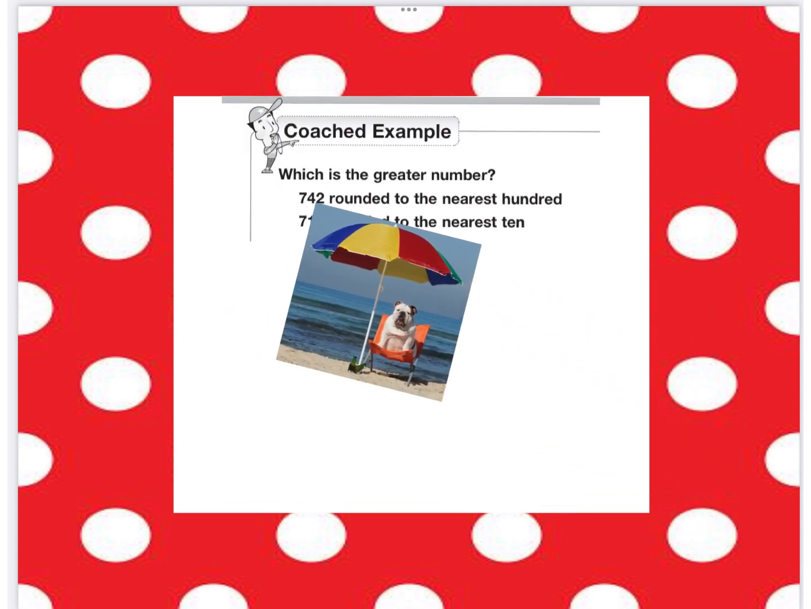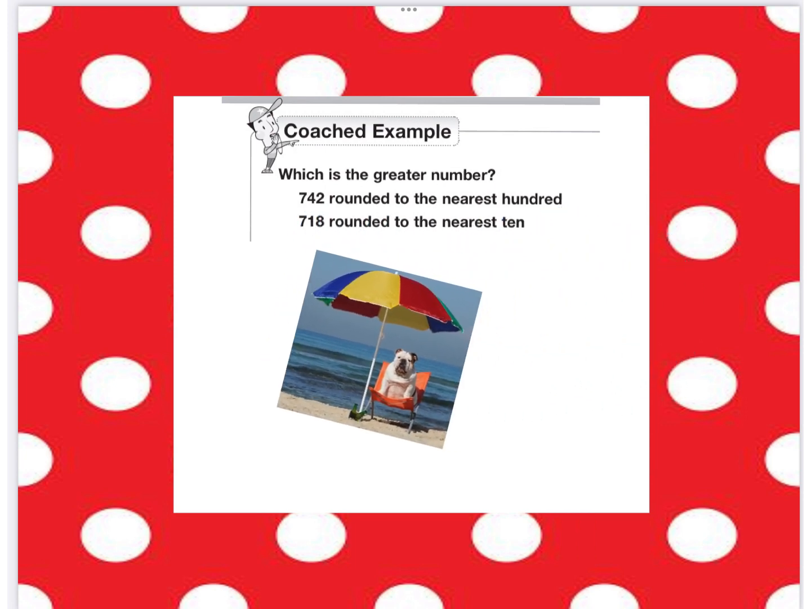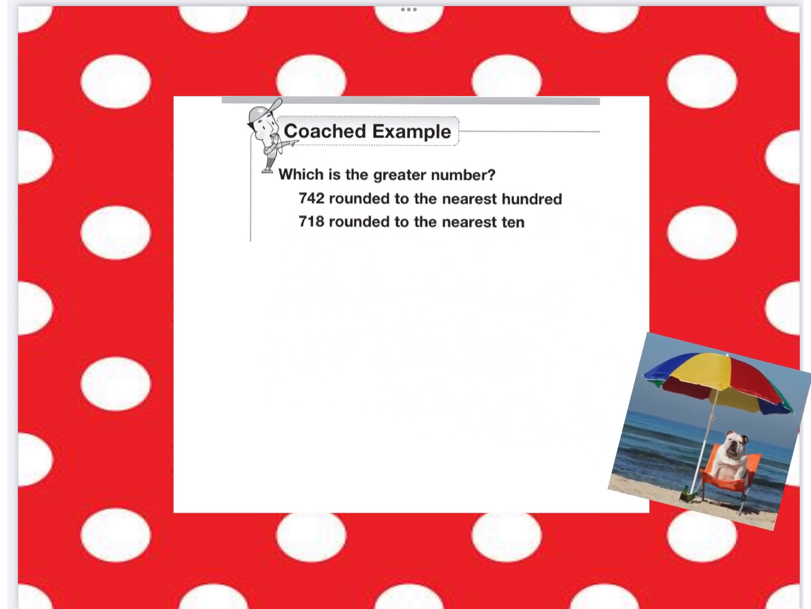Let's practice this one. Which is the greater number? 742 rounded to the nearest 100 or 718 rounded to the nearest 10? So let's go ahead and try that. 742, we're rounding to the nearest 100. So I underline that 100 and I look next door. I know 742 is between 700 and 800. And I know that that 4 tells us to round down to 700.